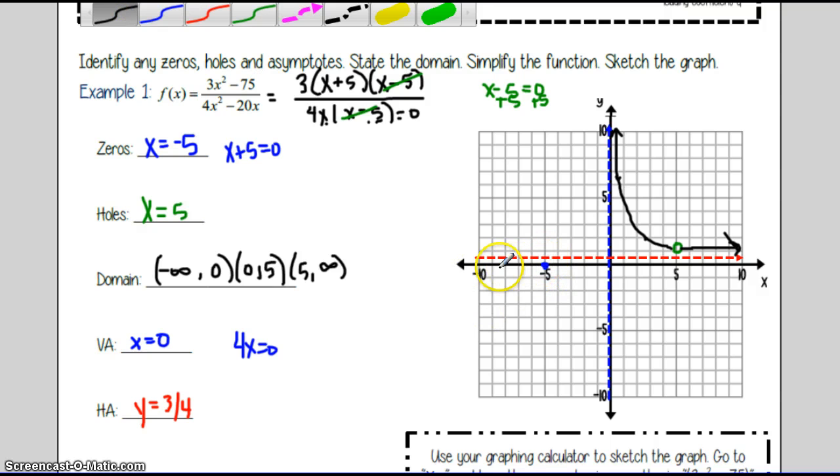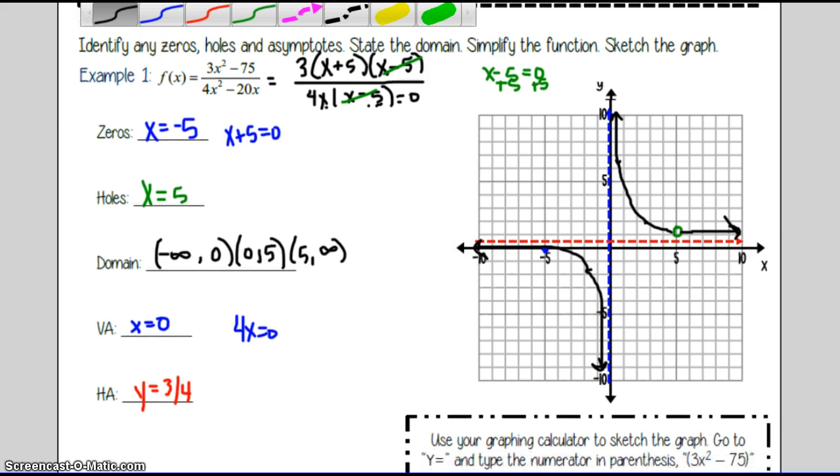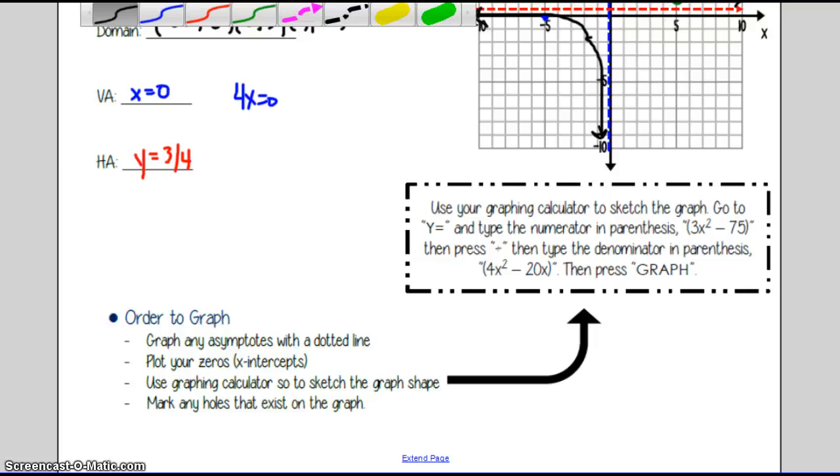Now this one's going to go through this intercept and then curve down. All right, so now it looks like the one on our calculator, and that's it. So let's try another one. So flip over to the back.